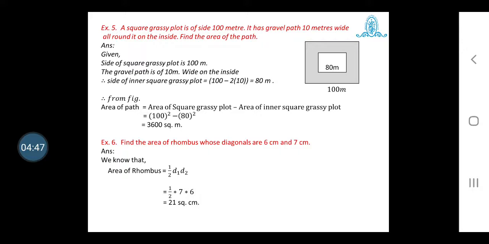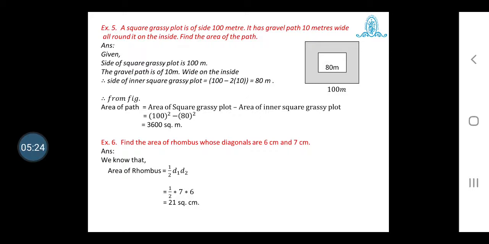Yes. So, the given conditions are what? The side of square grassy plot is 100 meter, which is already given in the example. Now, the next condition is what? The gravel path is of 10 meter wide on the inside. See this. Therefore, the side of inner square grassy plot is equal to 100 minus 2 into 10. Both sides having 10 meter wide path. So, 2 into 10 is 20. So, 100 minus 20 is equal to 80 meter.